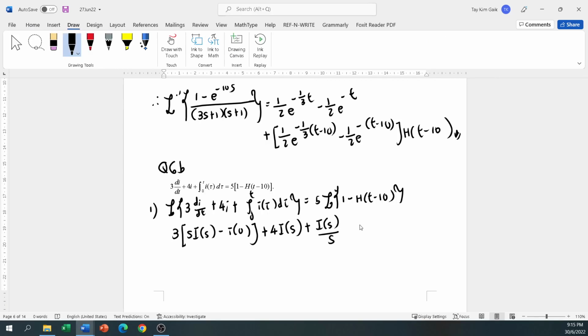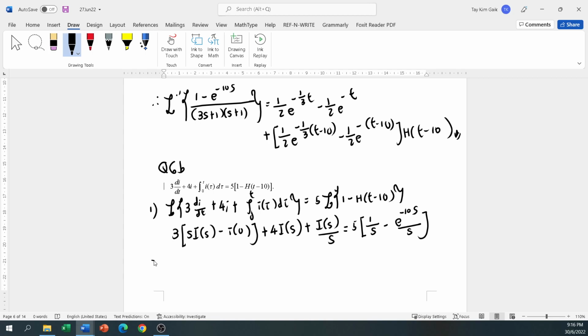Okay, maybe here, the Laplace transform for 1 is 1 over s. Laplace transform for h(t) minus 10 is exponent negative 10s over s.